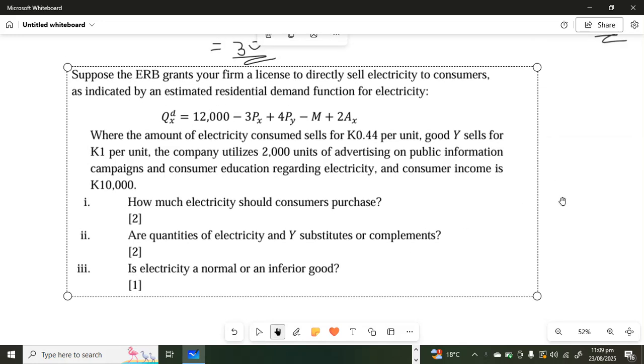Okay, suppose ARB grants your firm a license to directly sell electricity to consumers, as indicated by an estimated residential demand function for electricity. This is your demand function, where the amount of electricity consumed sells for 0.44 per unit, good Y sells for 1 kwacha per unit, and the company utilizes 2,000 units of advertising in public information campaigns and consumer education regarding electricity. And consumer income is 10,000 kwacha.